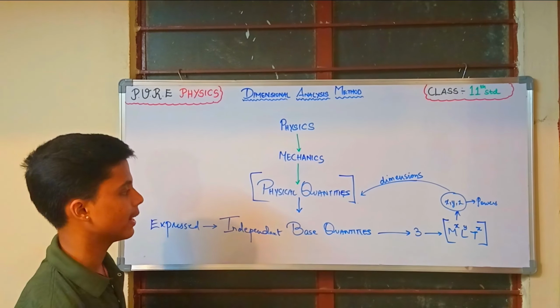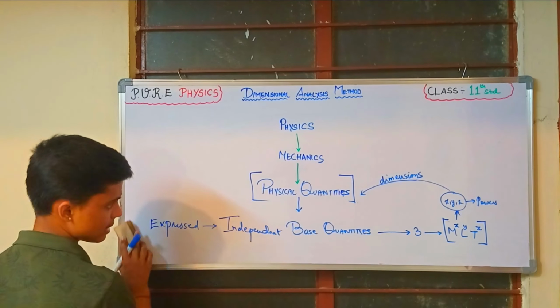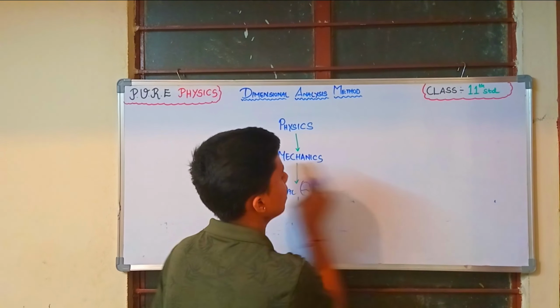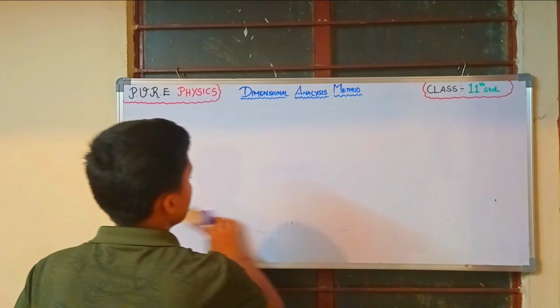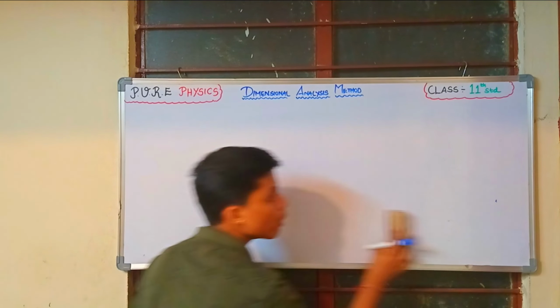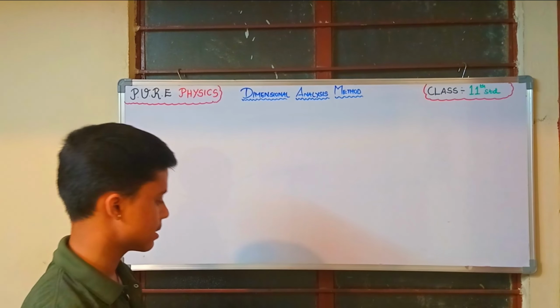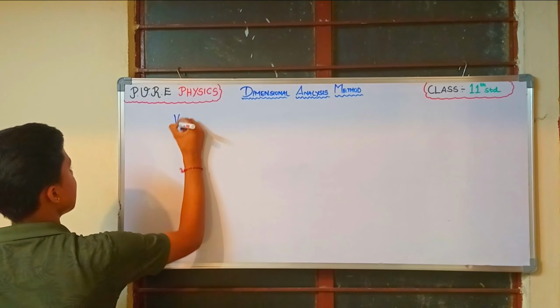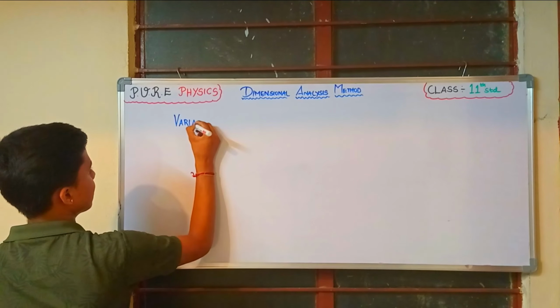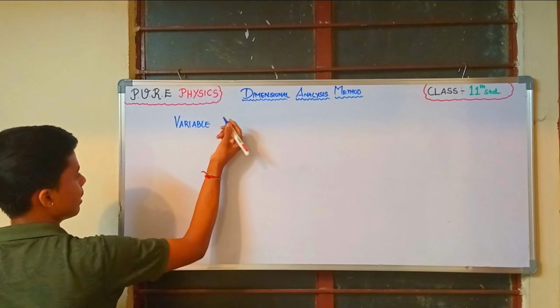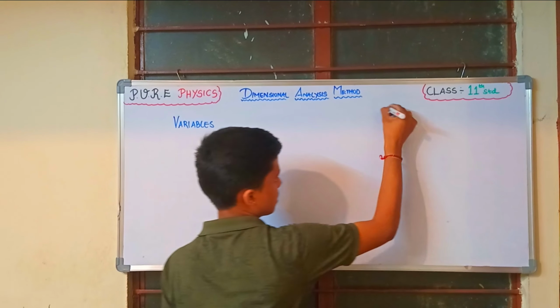Now we will move on to another concept. It's an important concept, where we have four types. One is related to variables, and the other is related to constants.